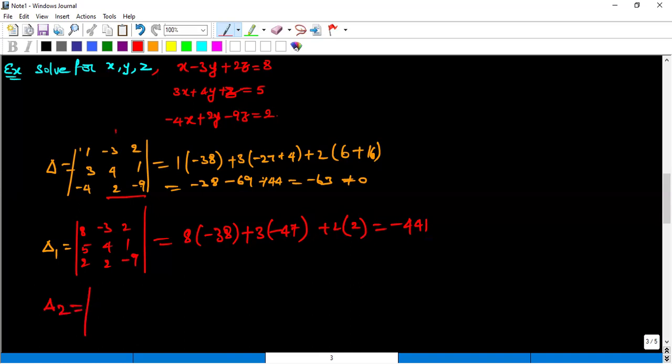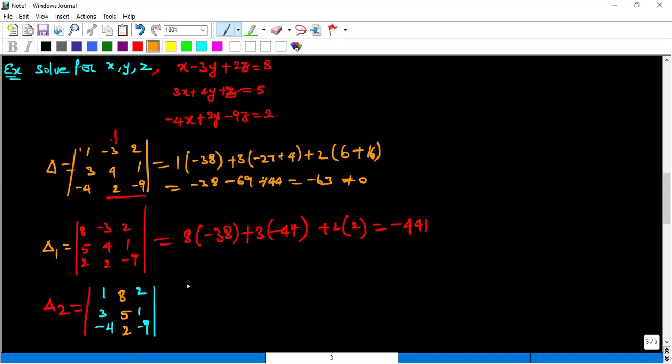Second column will be replaced with D1, D2, D3. So first column, last column, write as it is: 1, 2, 3, 1, minus 4, minus 9. The middle one will be replaced with D1, D2, D3 values. It is 8, 5, 2. Find out the determinant for this.